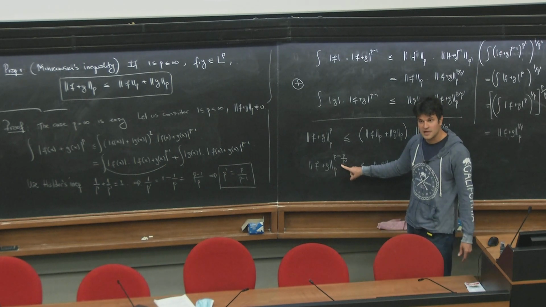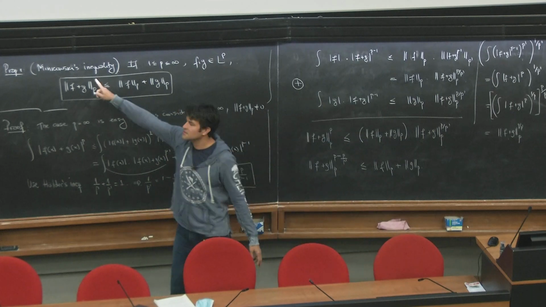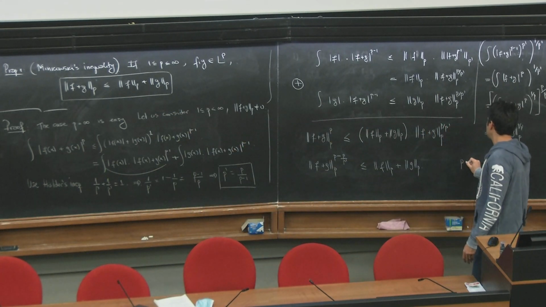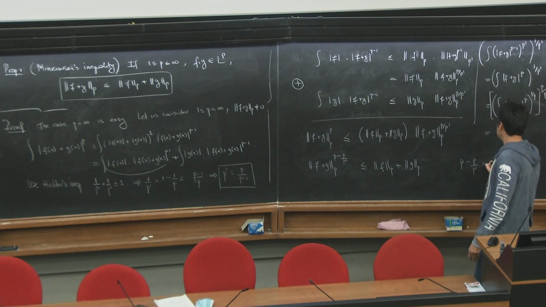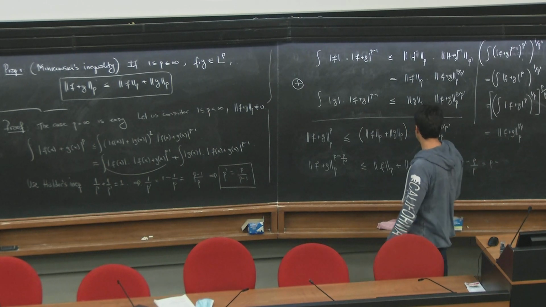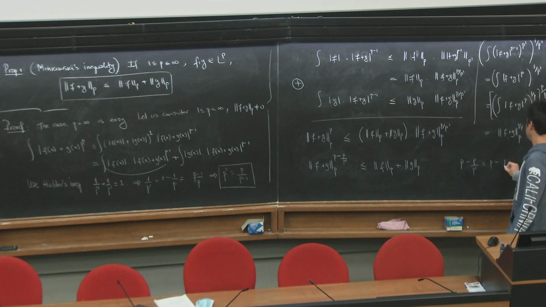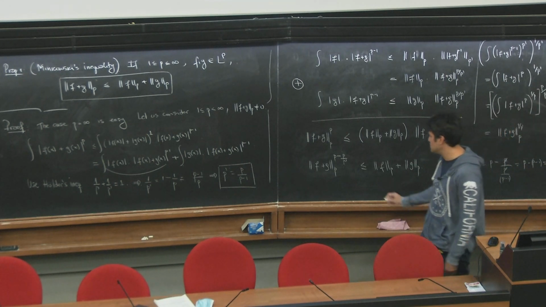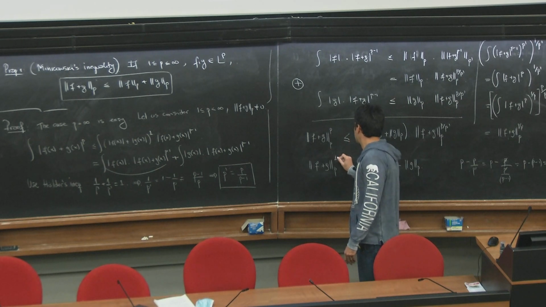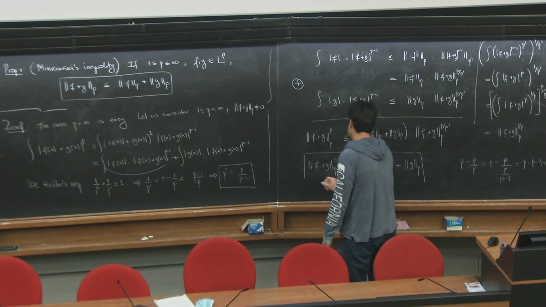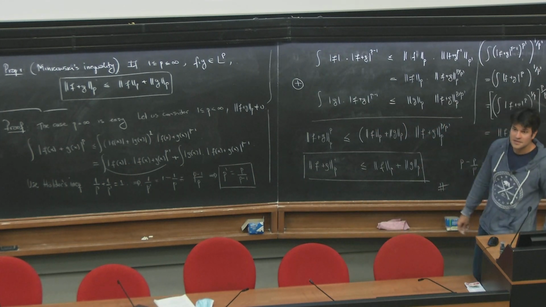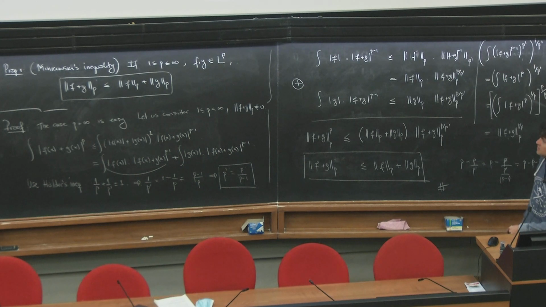Let's just take a look at what this exponent is. I bet it's going to be 1 because it has to work. But let's verify. So p minus p over p prime is p minus, remember, p prime is p over p minus 1. So you get p over p minus 1. Cancels, so you get p minus 1, which is 1. Okay? So this exponent here is just 1. This is your inequality. Okay? So this is how you prove Minkowski's inequality. It's just a basic application of Hölder's inequality with the conjugate exponents.